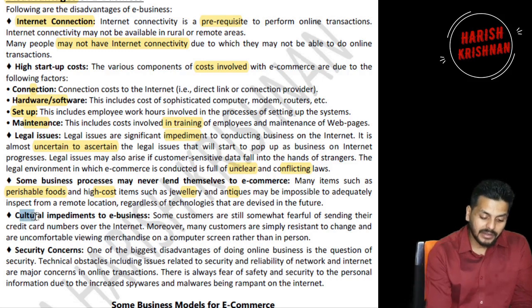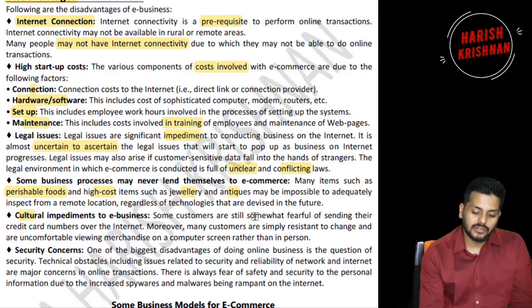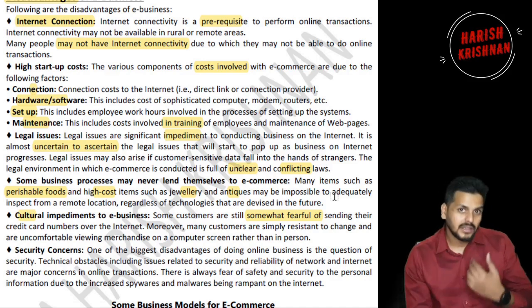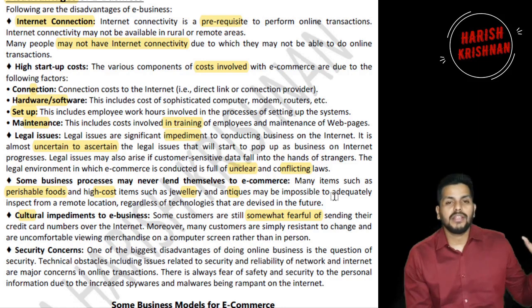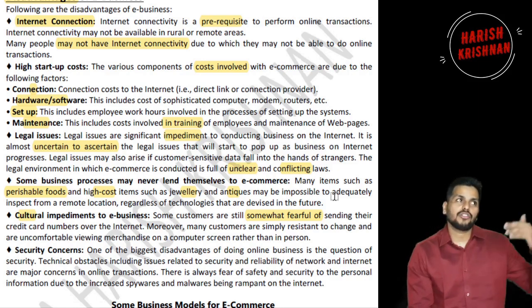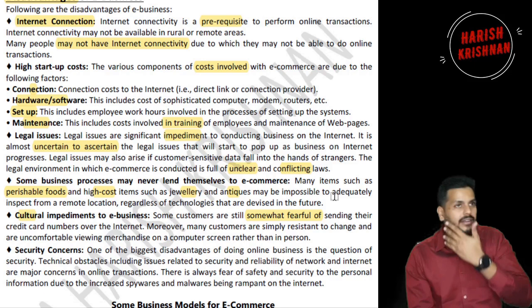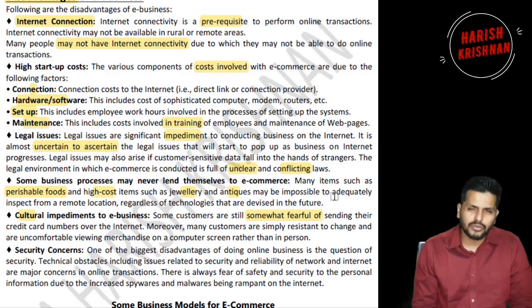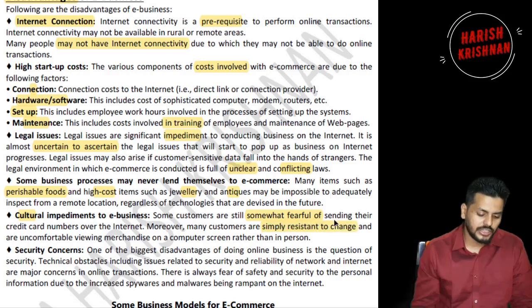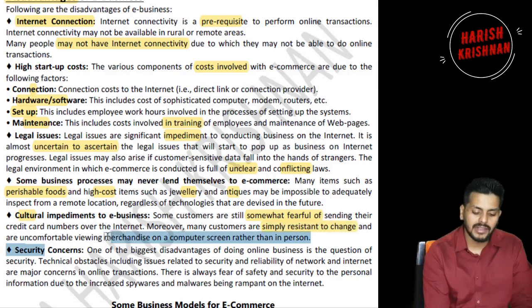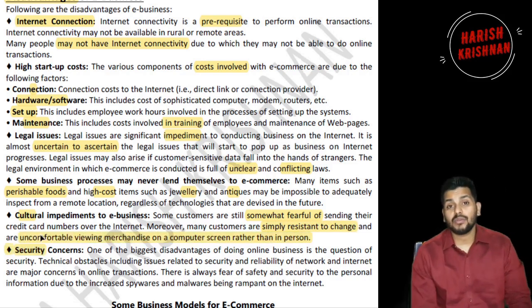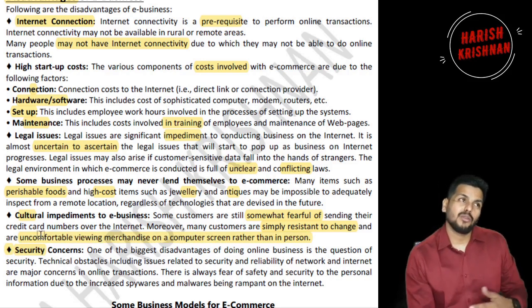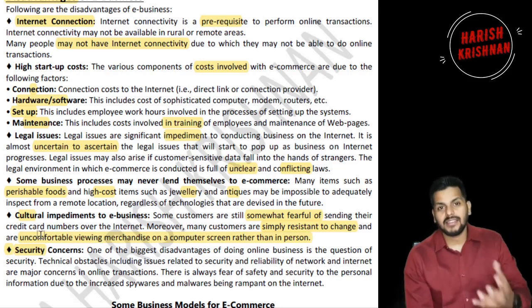Then cultural impediments. Some customers are still fearful of sending their credit card numbers. There are people in my own family who don't want to do anything online. No, no, no, we should not give our bank account number, we should not give our credit card numbers. They're still not used to it, they have a traditional mindset. So some people are simply resistant to change and even uncomfortable viewing the merchandise. This happens with my mom sometimes. When I show her something on screen, she'll say, why not touch it and see and then buy?